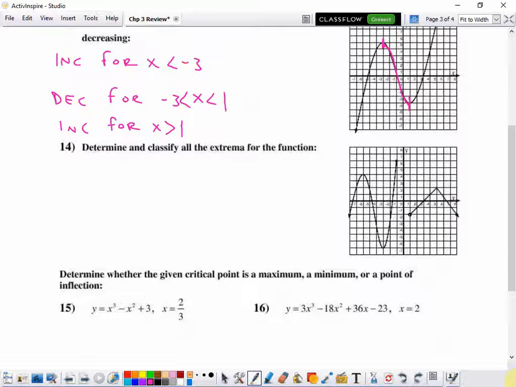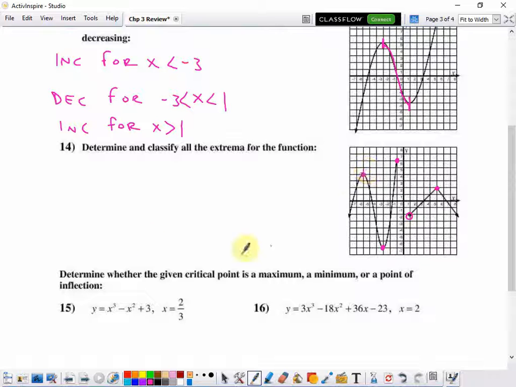Graph in number 14 has 4 extrema. There's one here, here, here, and here. We can't count this because it's open. It never stops getting closer to that point, so there's no discernible point where it actually stops.